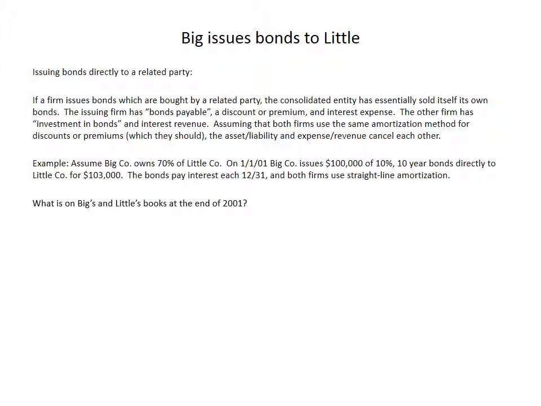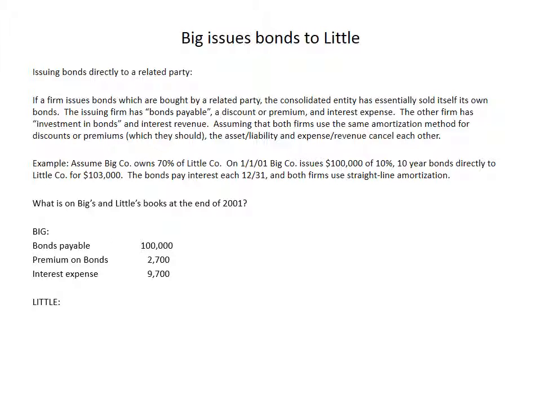Now let's see what's on Big and Little's books at the end of that first year, 2001. On Big's books, again, Big is the bond issuer. They've got bonds payable of $100,000. They've got a premium on bonds of $2,700. Again, it was initially a 3% or $3,000 premium. It's being amortized over 10 years, so at the end of the first year it's down to $2,700. And they've got interest expense of $9,700, the $10,000 of coupon interest minus the $300 of premium amortization.